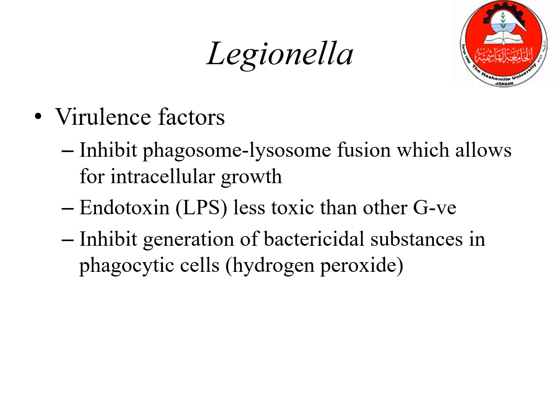The lipopolysaccharide of Legionella is less toxic than that of other gram-negative microorganisms, and it is responsible for one of the manifestations of infection with Legionella pneumophila, which is Pontiac fever, as we're going to see in a moment. It inhibits generation of bactericidal substances in phagocytic vesicles, especially hydrogen peroxide, so that it can survive within the phagocytic cell.